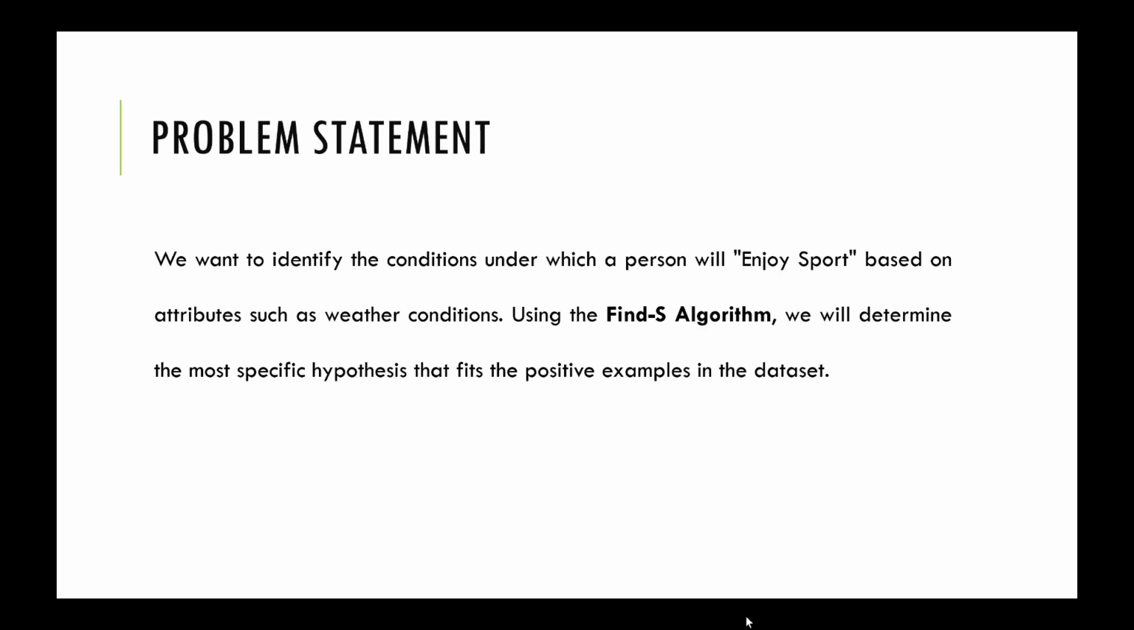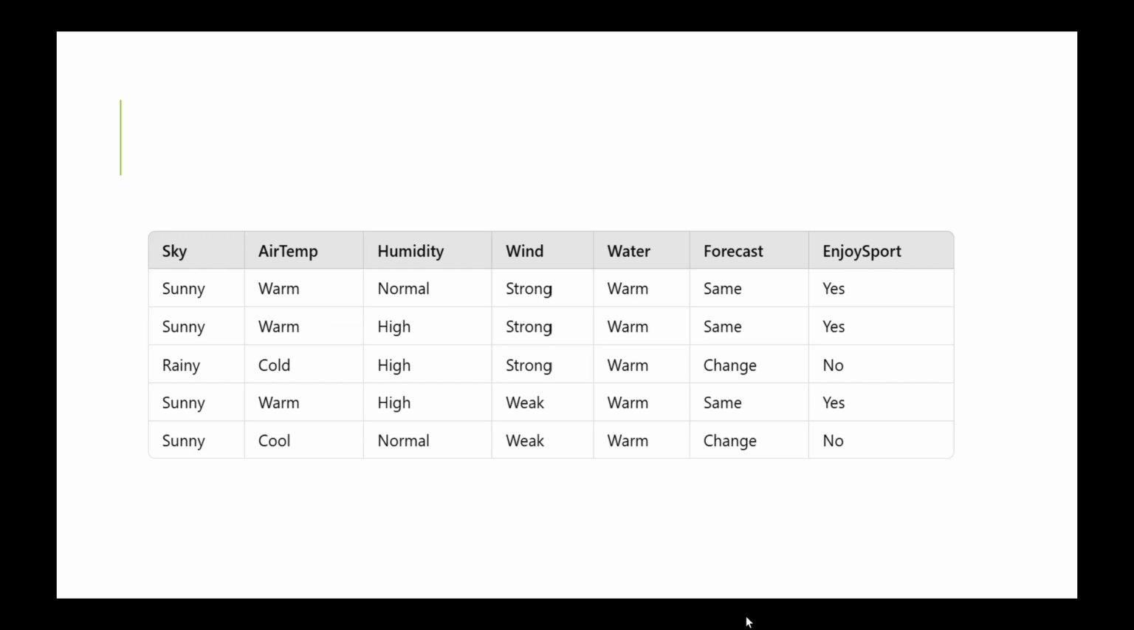Now we will consider the sample data set with attribute names sky, air temperature, humidity, wind, water, forecast. Here the target label is enjoy sport. It is a binary yes or no. Coming to the sky, the features are sunny and rainy. For air temperature, we have warm and cold. Humidity is normal and high. Wind is strong or weak. Water is warm only.